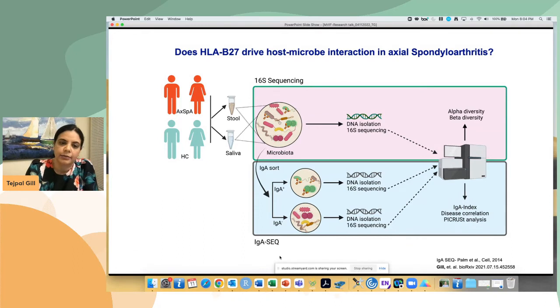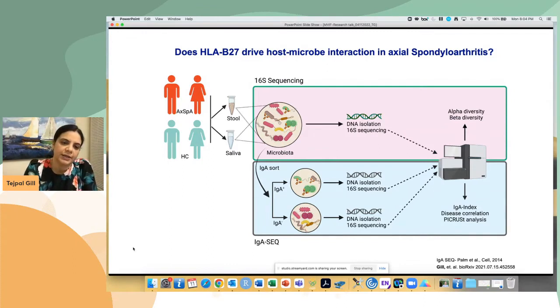In previous studies done by Noah Palm and group, they have shown that microbes that are targeted or coated with IgA have colitogenic nature. So when they transferred IgA positive microbes into germ-free mice, those mice developed colitis. However, when they transferred IgA negative microbiota into mice, those mice did not develop colitis.